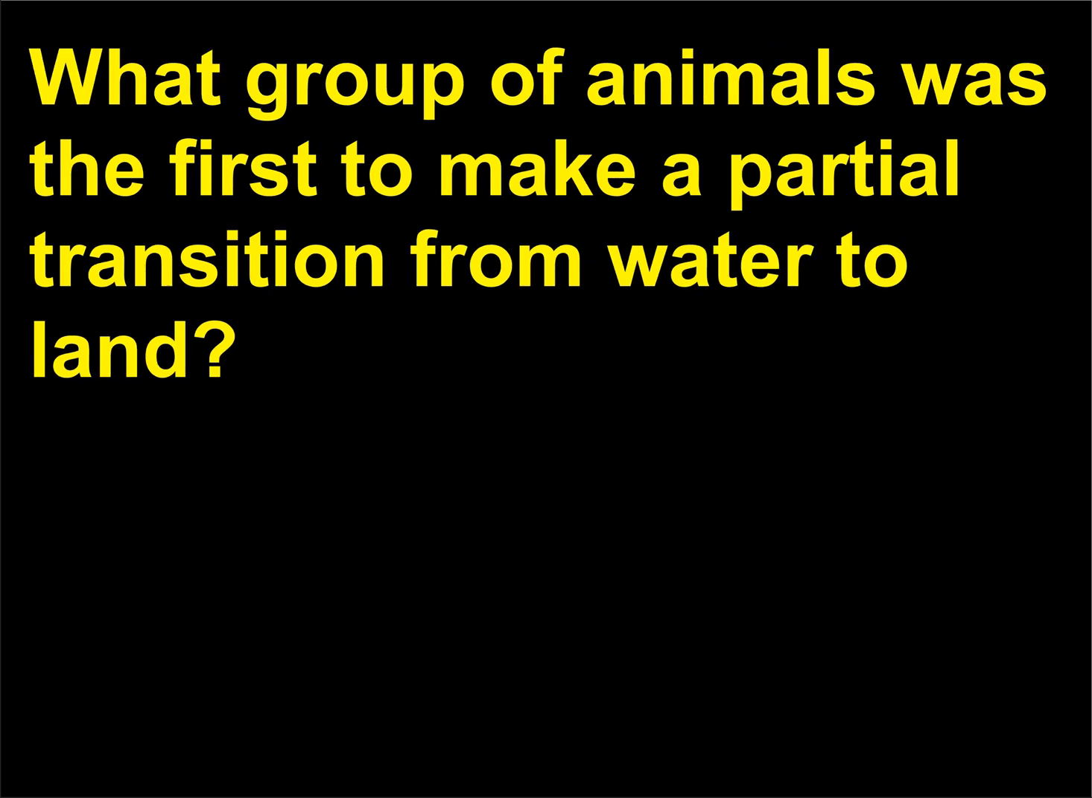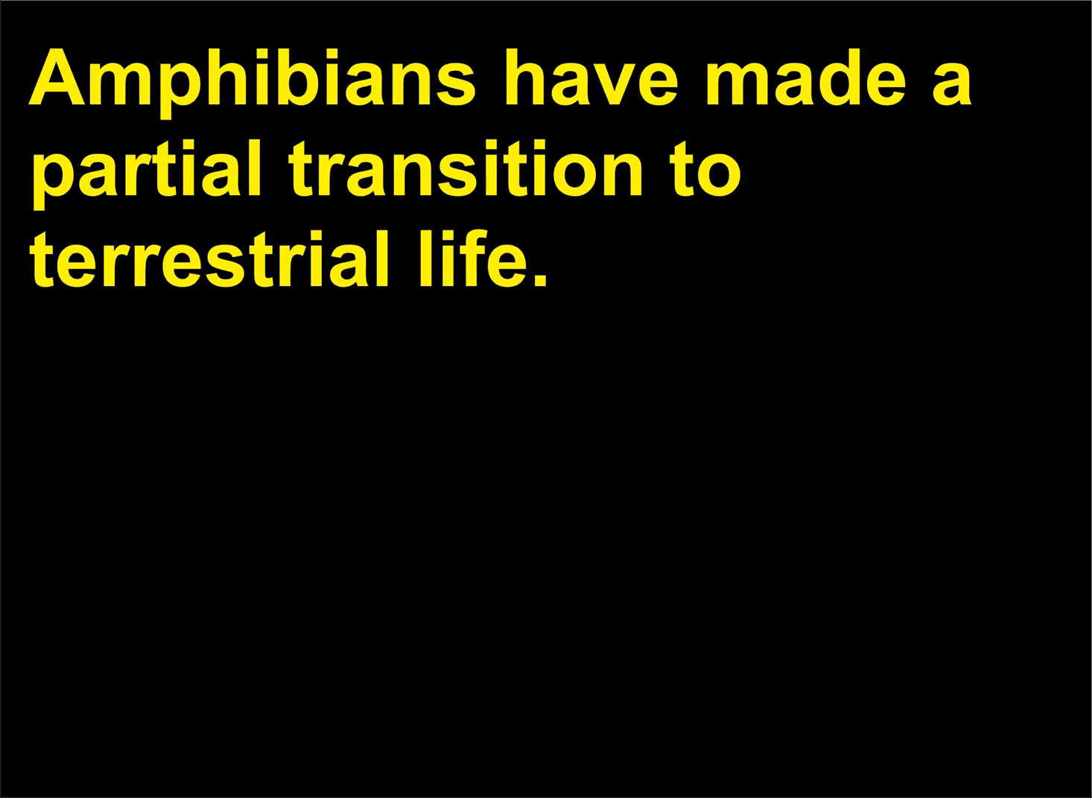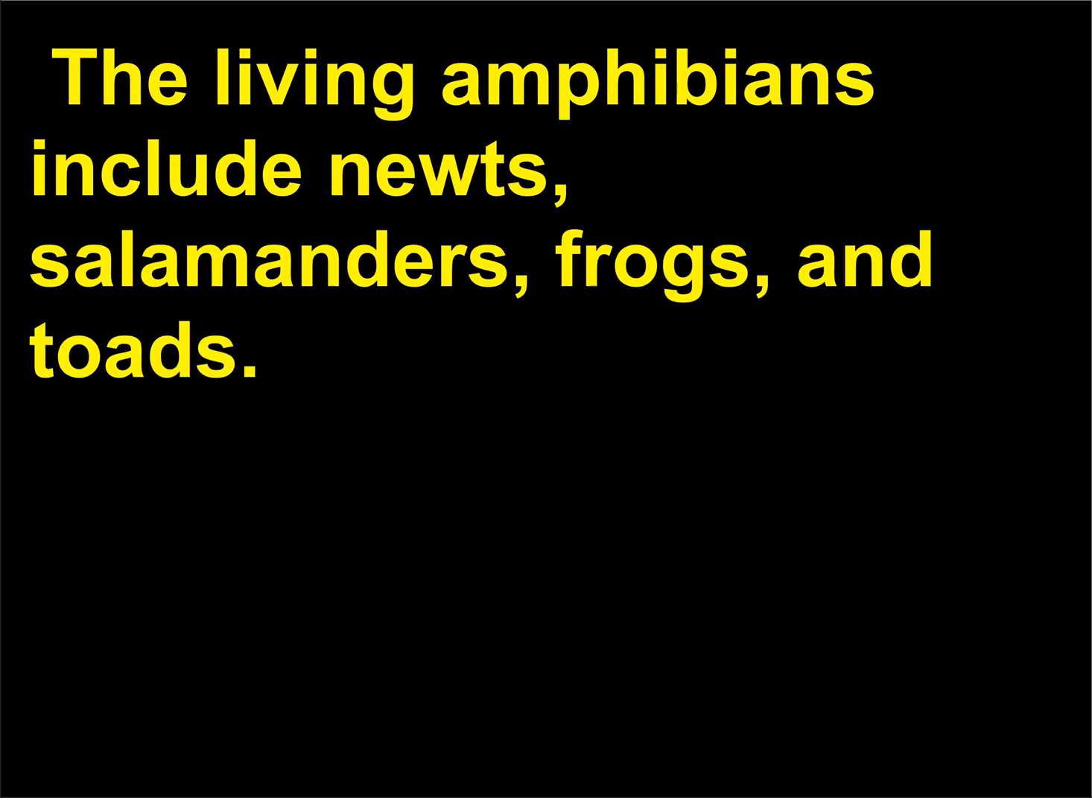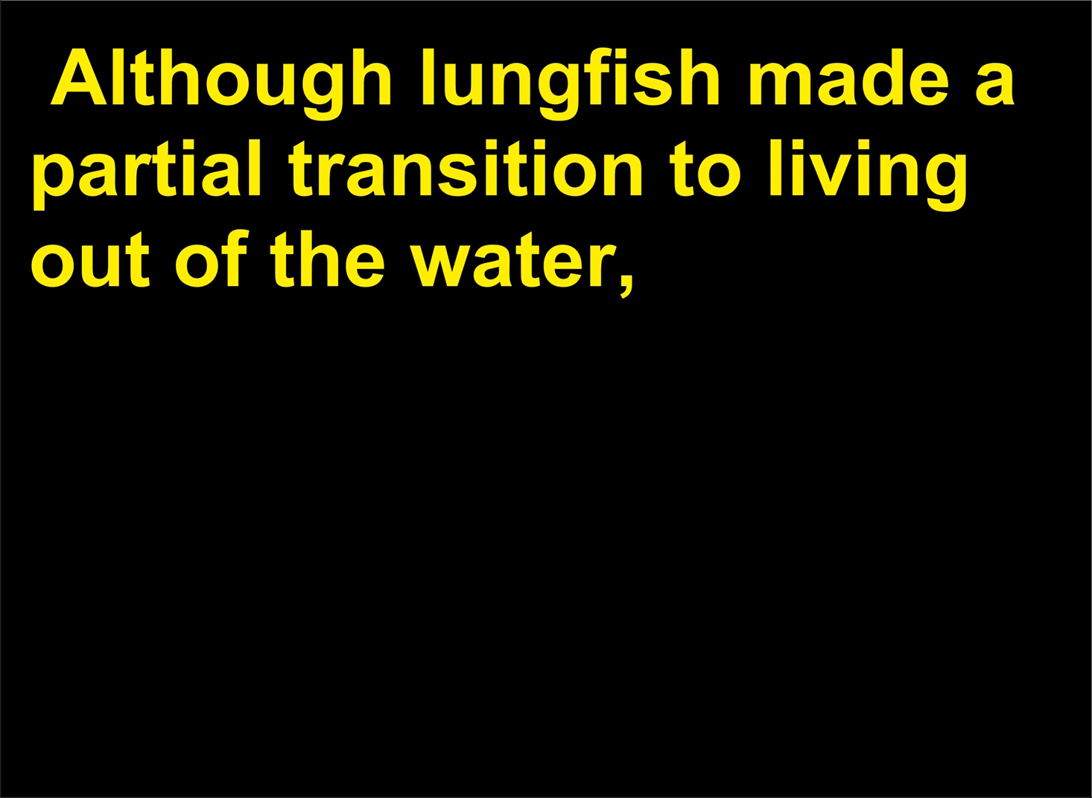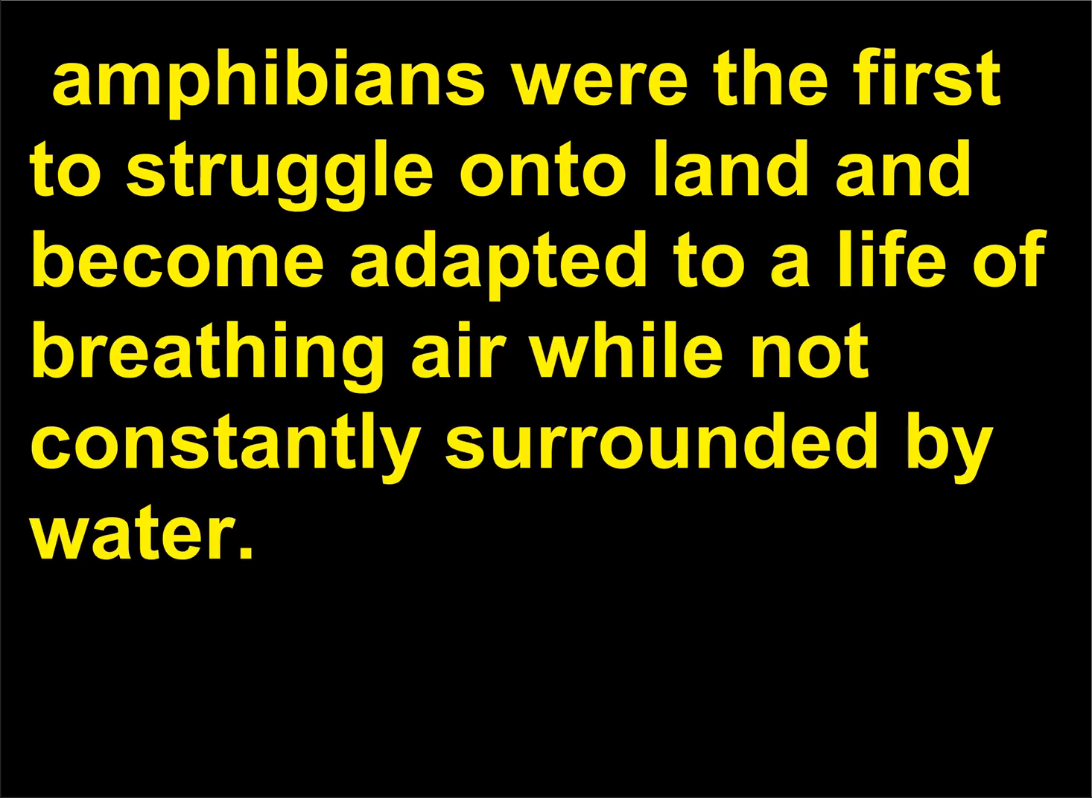What group of animals was the first to make a partial transition from water to land? Amphibians have made a partial transition to terrestrial life. The living amphibians include newts, salamanders, frogs, and toads. Although lungfish made a partial transition to living out of the water, amphibians were the first to struggle onto land and become adapted to a life of breathing air while not constantly surrounded by water.